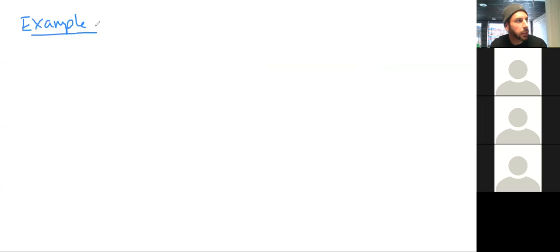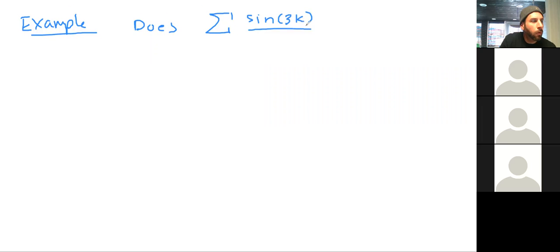So let's look at this series. Let's take the sine of 3k over k to the 5th plus 7. So here k goes from 1 to infinity. And so we can ask, does this converge?